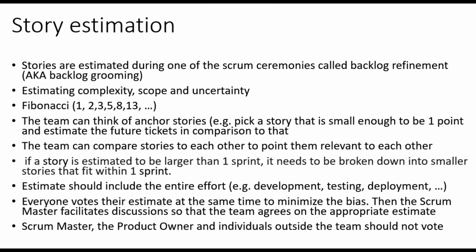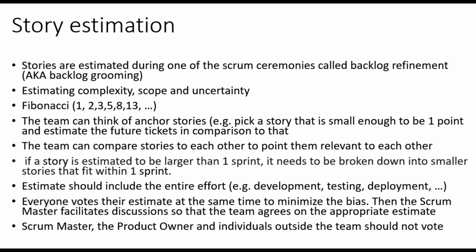Another method is that the team can compare stories to each other to point them relative to each other. For example, let's say the team has just estimated a story which is 3. The next story is of the same complexity and uncertainty, however, a little larger in scope. The team can estimate this story as 5. One important note is that if a story is estimated to be larger than 1 sprint, it needs to be broken down into smaller stories that fit within 1 sprint. Another important note is that the estimate should include the entire effort, including development, testing, deployment, and so on.